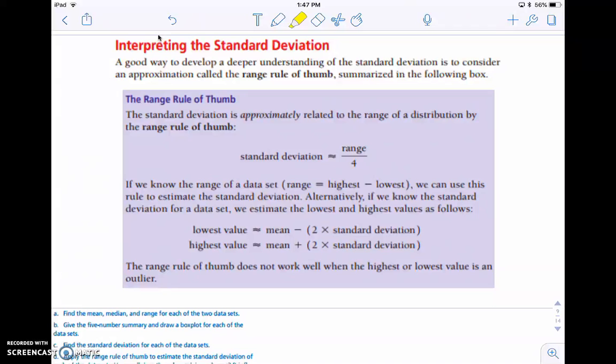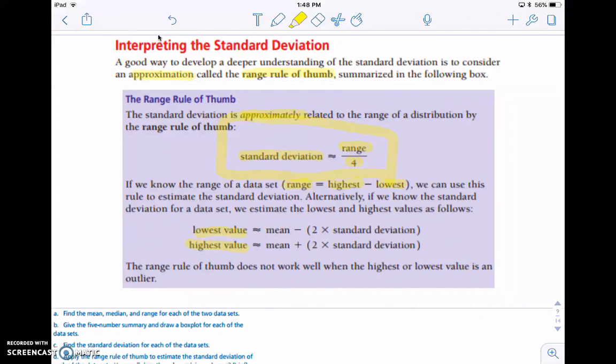But as you're trying to develop an understanding of the standard deviation, there's an approximation called the range rule of thumb. And that is, the standard deviation is approximately related to the range of the distribution by this formula. Standard deviation is approximately the range divided by 4. And from there, you can find out some other information, knowing that the range is the highest minus the lowest. So you can approximate the lowest and the highest values if you don't have them. But just using this process right here, the standard deviation is the range cut into fourths.